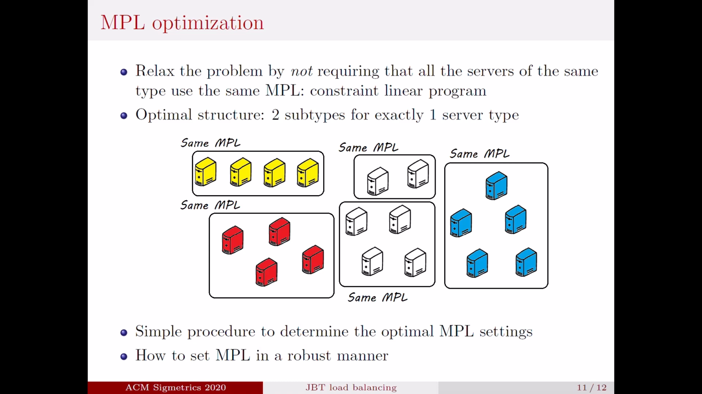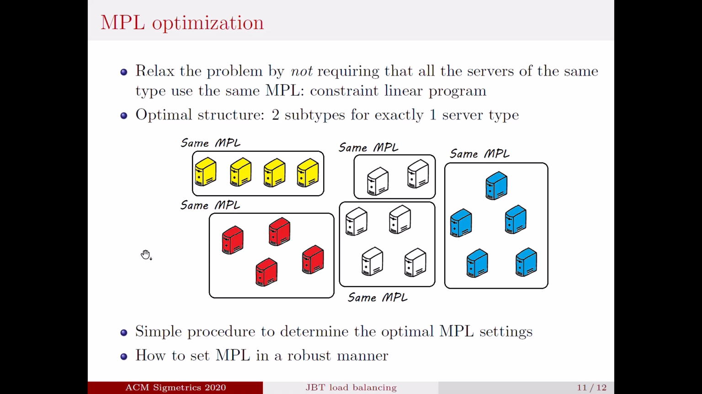Now once we realized that the problem became a lot easier if we relaxed the problem by no longer requiring that all the servers of the same type use the same MPL value, we ended up with a much easier problem. And so what we do in the paper is we present a very simple procedure that allows us to determine the optimal MPL values to minimize, for instance, the mean response time.